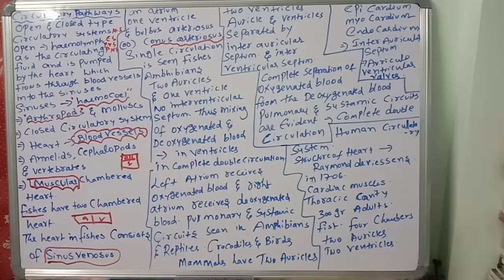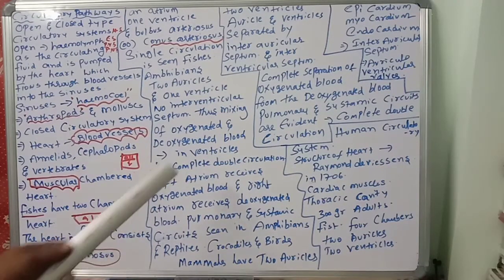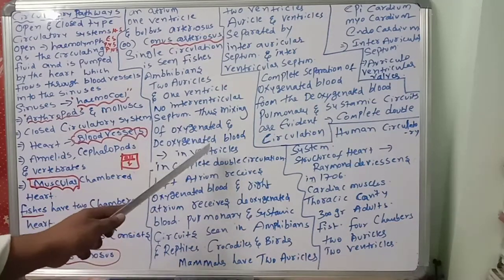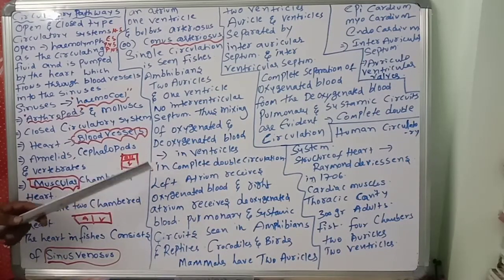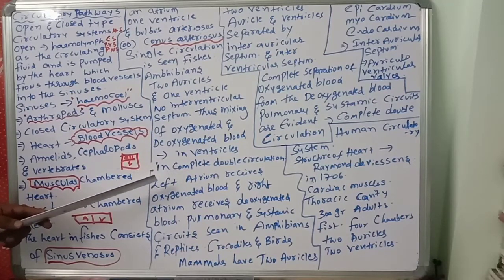So in the ventricle, oxygenated blood and deoxygenated blood will be mixed. The mixed blood will then be sent into the body parts also. This type of circulation is called incomplete double circulation.